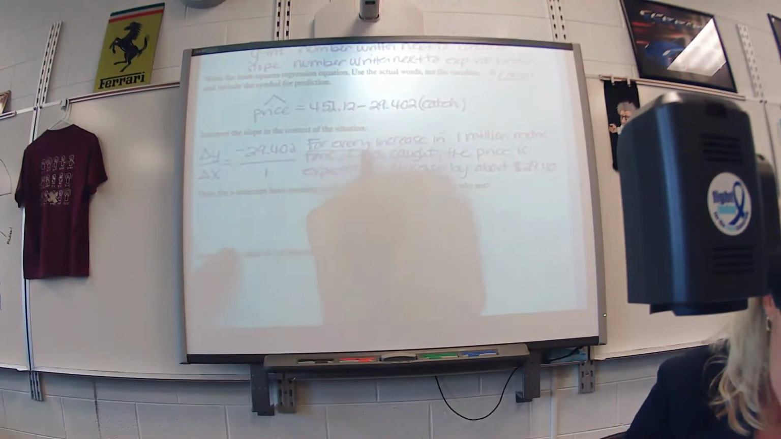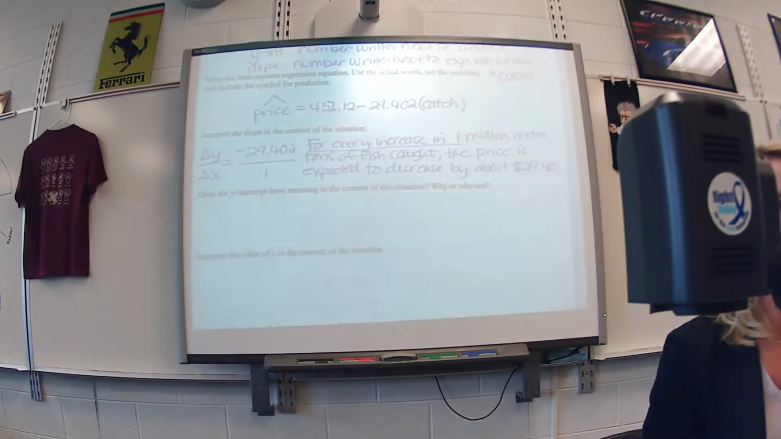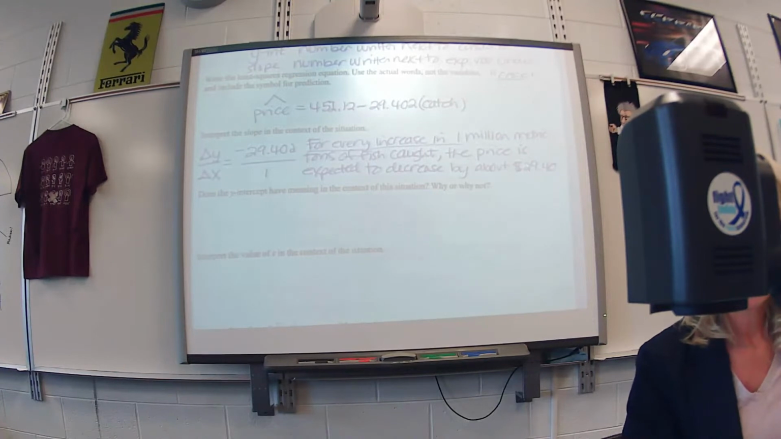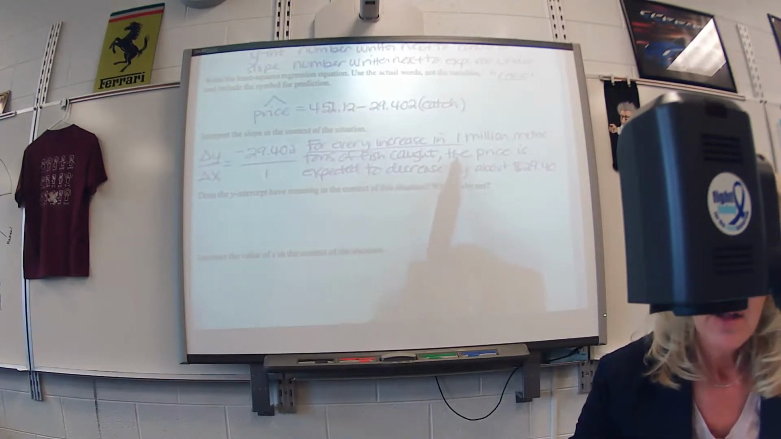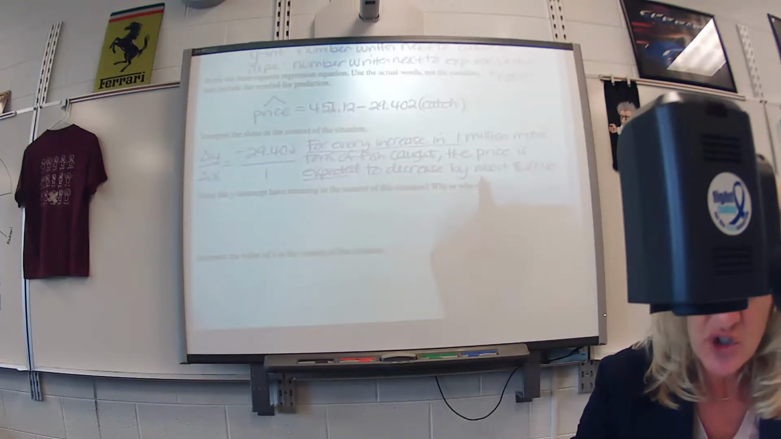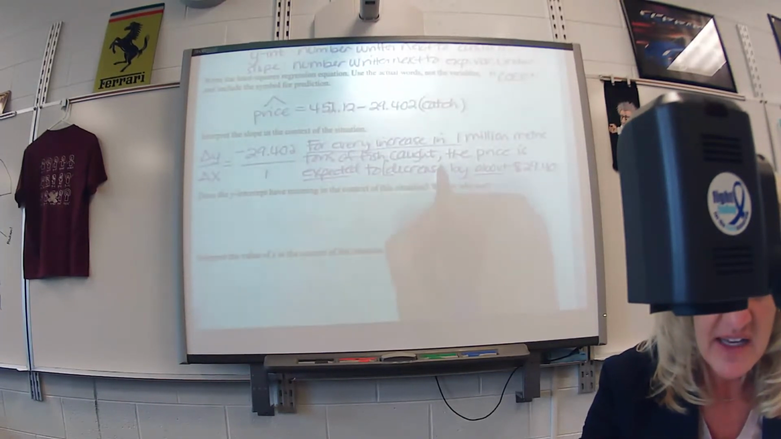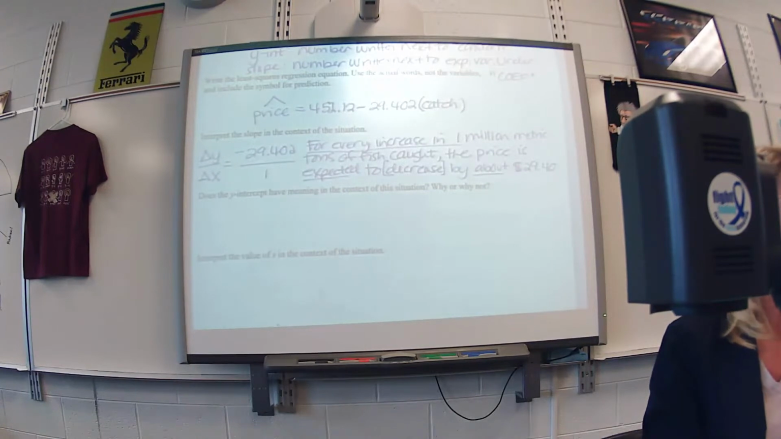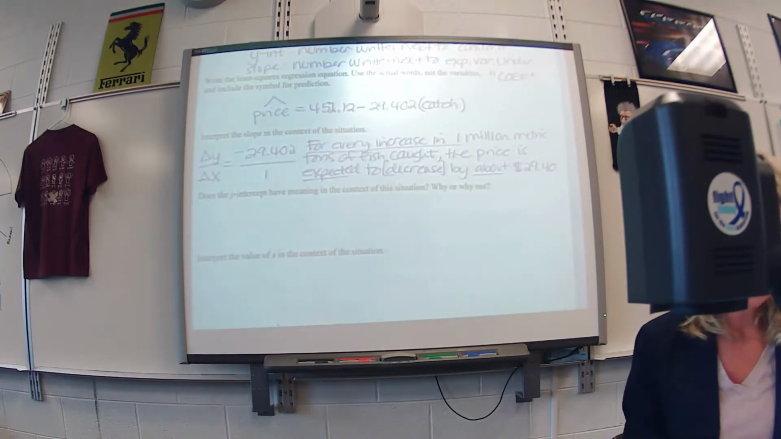This part is always the same. You always start by saying for every increase in 1, and then identify your x variable, okay? You always use the word expected. You always use the word about. And whether you say increase or decrease just depends on whether your slope is positive or negative, okay?